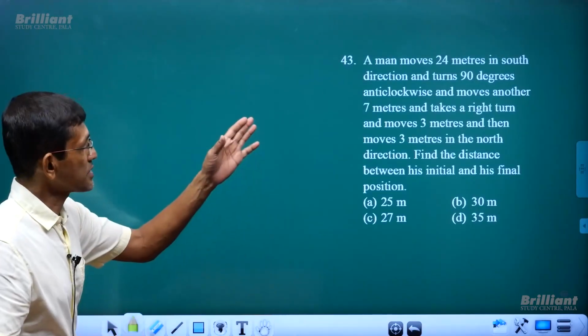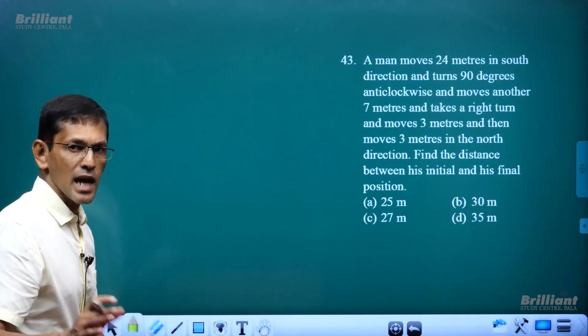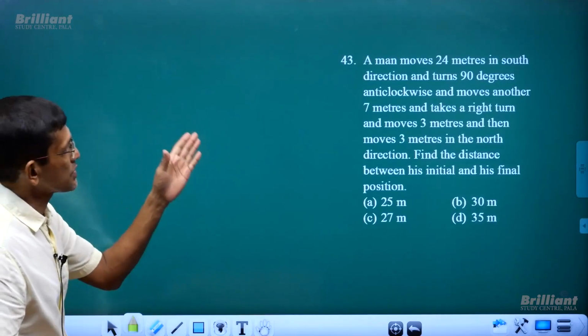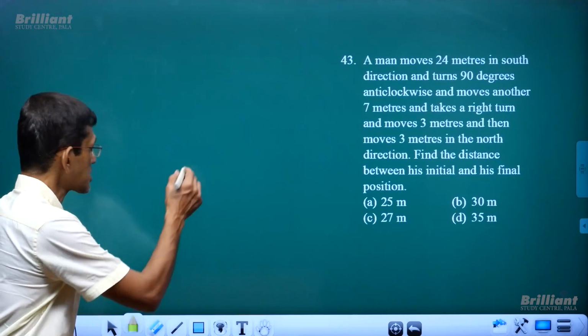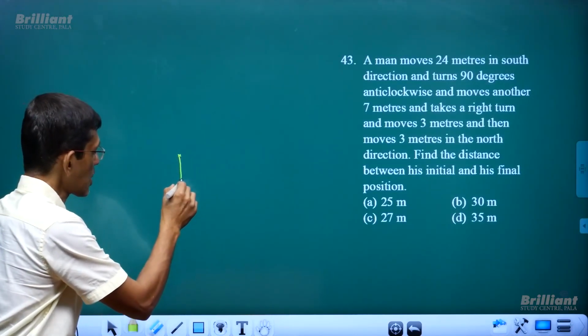Next question we have is: a man moves 24 meters in south direction. At a glance you can see that it's a direction sense question, right? A man moves 24 meters in south. Okay, so let's mark it. This is the starting point. A man moves 24 meters south.